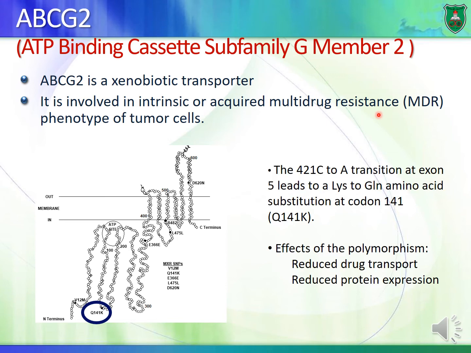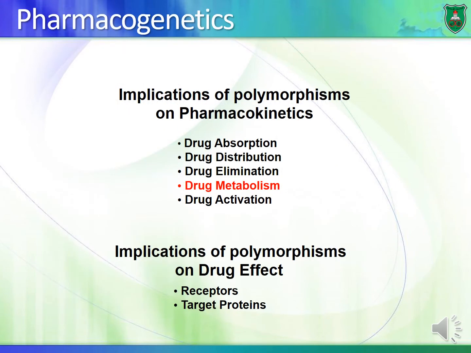Now, there are different polymorphisms in this protein. There's one of them, and don't worry about details, but it seems to be involved in increasing resistance towards chemotherapeutic drugs. What this polymorphism does is that it reduces drug transport and it reduces protein expression as well. And people differ in terms of polymorphisms in this protein.